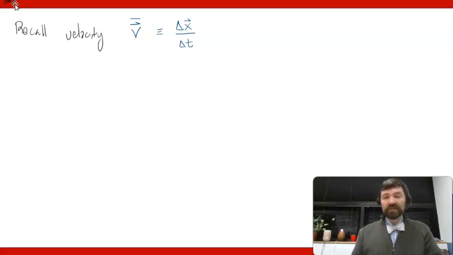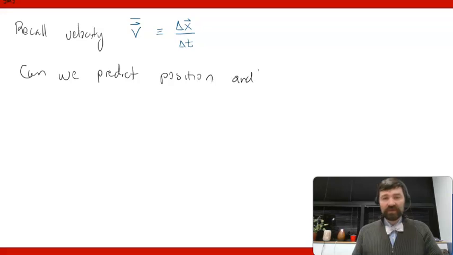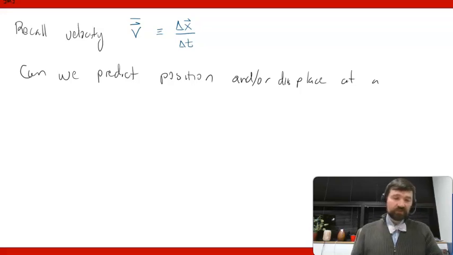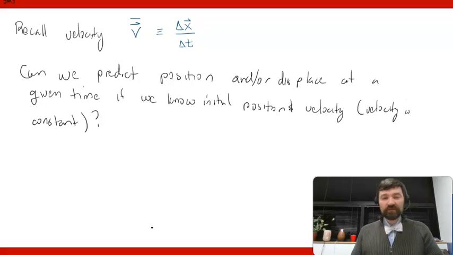What we want to do in today's video is turn this around a little bit and ask, can we predict the position or the displacement at a given time, if we know, say, the initial position and the velocity, and if the velocity is constant? The answer to this question is actually just yes.